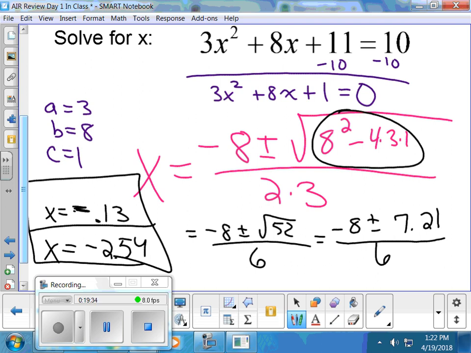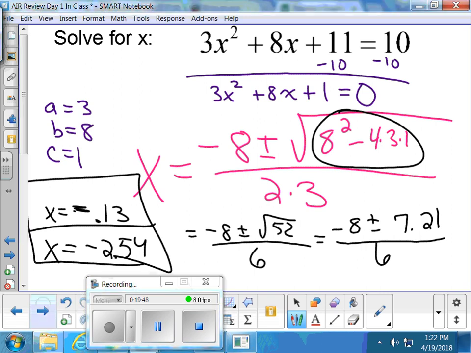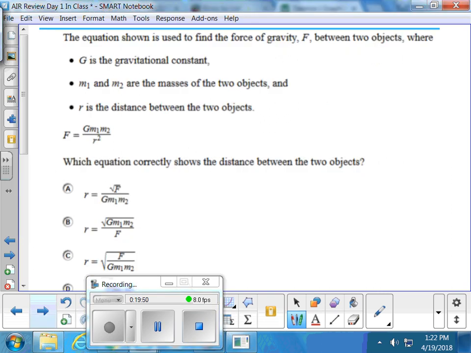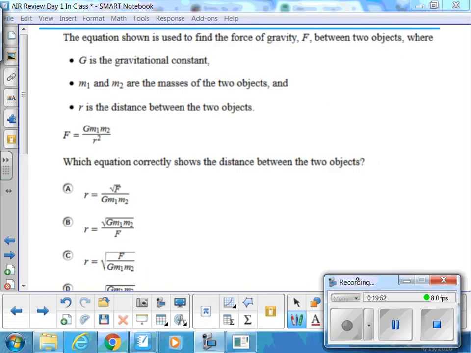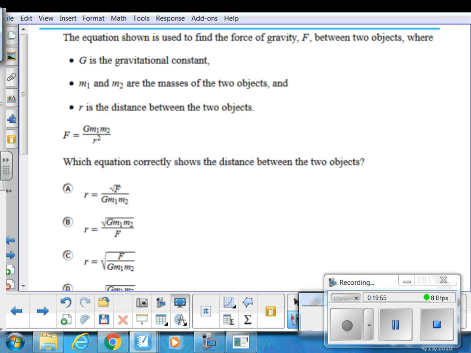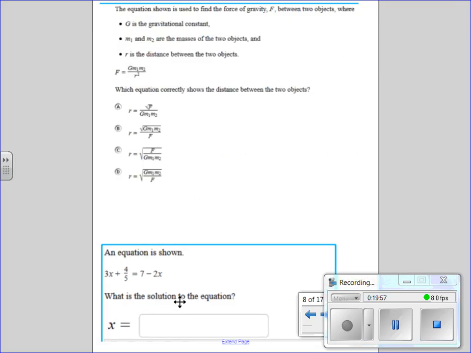Ooh, are we down to the practice problems yet? Yay, we're at the practice problems. So let's try this next one. It's about gravity. So this one's a little tricky because there's just so many variables, but it doesn't end up being as hard as you might think.